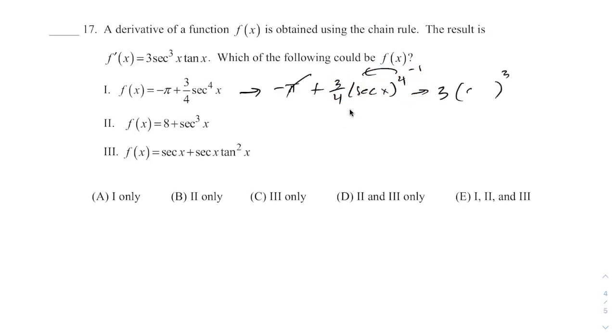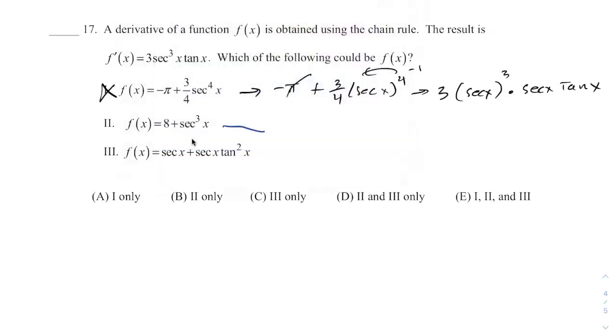We have a secant on the inside, and then derivative of secant is secant tangent. So this gets me 3 secant to the 4th times tan of x. So that one doesn't match. It has 1 too many secants. And then, so we got 2 more left to try.